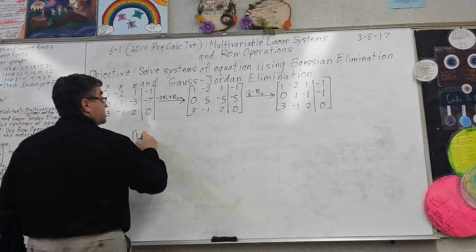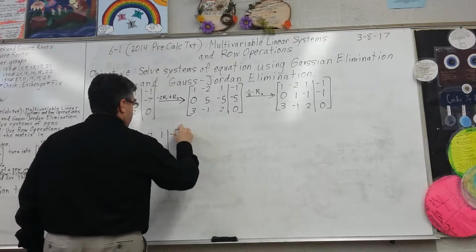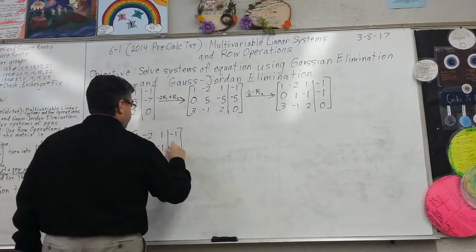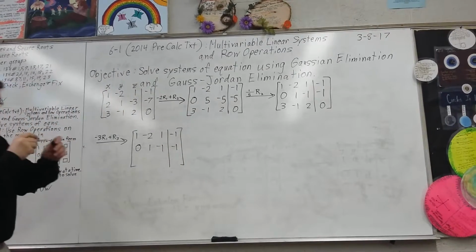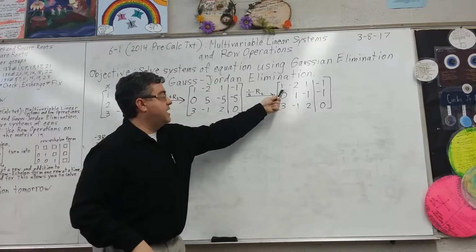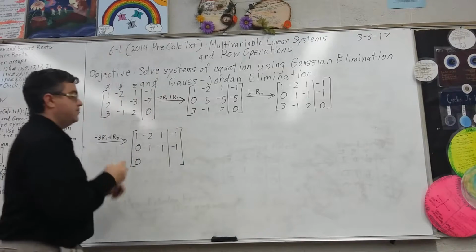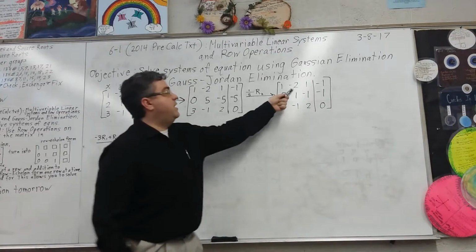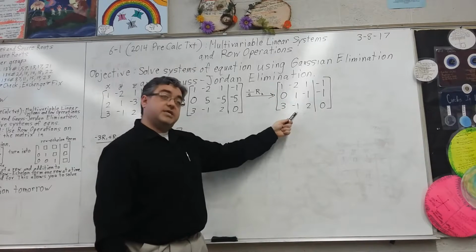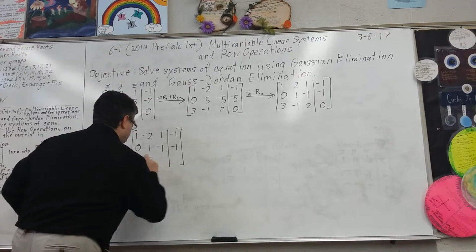Row 1 will stay the same. Row 2 is just like we want it, so it will stay the same. Now, -3 times 1 is -3. Plus 3 is 0. -3 times -2 is 6. 6 plus -1 is 5.